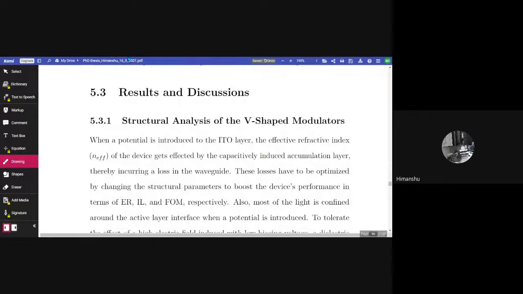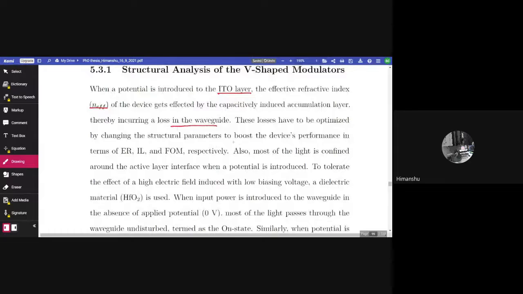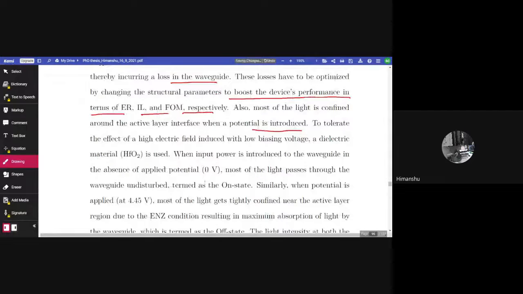Now coming to section 5.3, results and discussion. Structural analysis of the V-shaped modulator. When a potential is introduced to the ITO layer, the effective refractive index of the device gets affected by the capacitively induced accumulation layer, thereby incurring a loss in the waveguide. These losses have to be optimized by changing the structural parameters to boost the device's performance in terms of ER, IL, and FOM respectively. Also, most of the light is confined around the active layer interface when a potential is introduced. To tolerate the effect of a high electric field induced with low biasing voltage, a dielectric material, HfO2, is used.